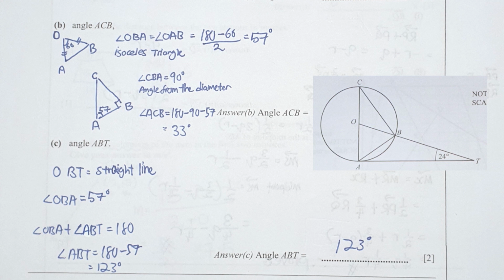And to find angle ABT, since you already have OBA's value, which is 57, and it is a straight line over there, 180 minus 57 gives you ABT's result as 123.